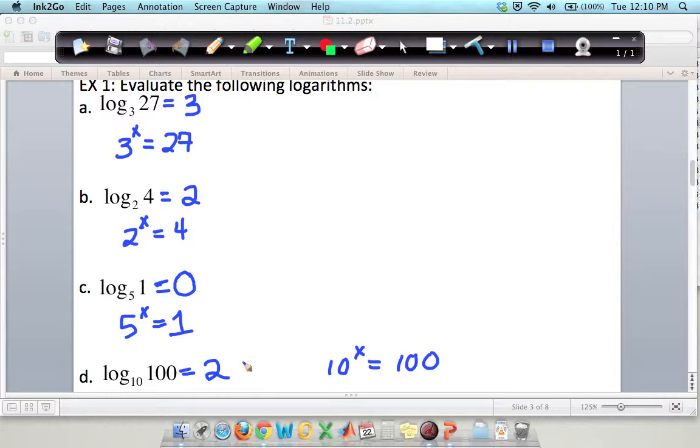You can actually do base 10 on your calculator. We will be doing this later on. But if you take your calculator, you won't see this base right here written. Usually when it's base 10, we don't write the base 10, just assume it to be base 10. So if you type in log of 100 on your calculator, you should get 2 as an answer.